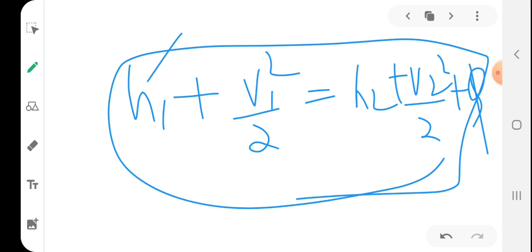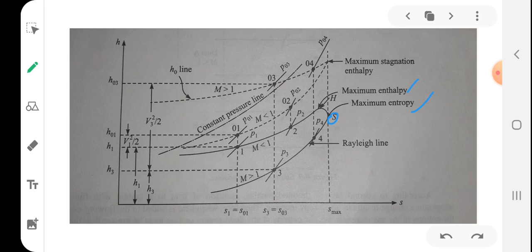So when the enthalpy value is lower, it doesn't mean that velocity will be higher. Okay, because there is a Q value here, so it plays an important role. Okay, so you can see that corresponding to 1, corresponding stagnation enthalpy is H01, corresponding to H2, H02, corresponding to H, it won't be the maximum stagnation enthalpy here.